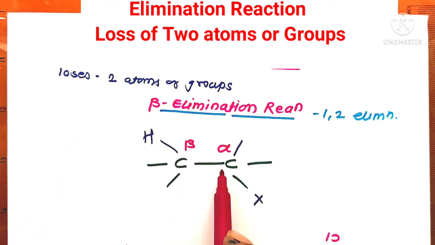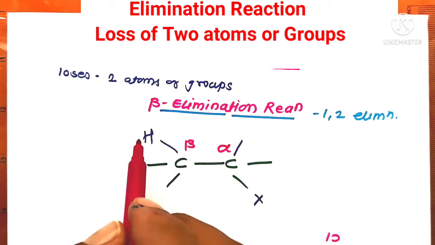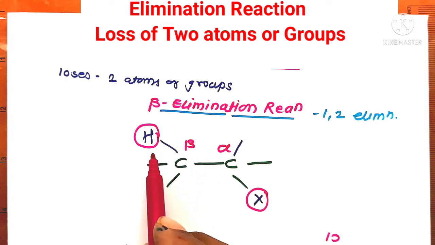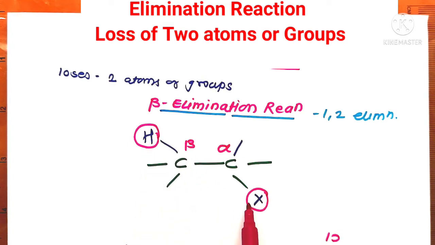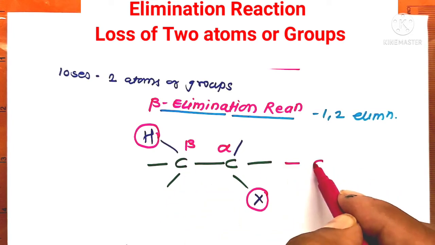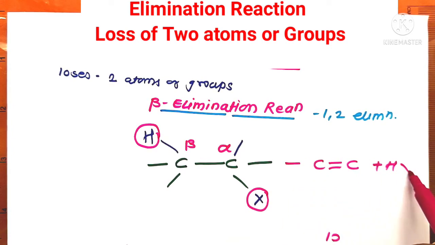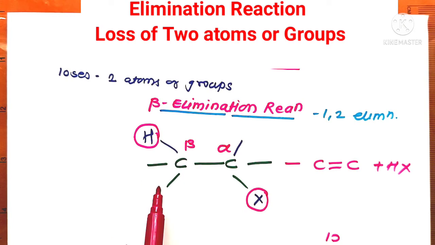With an example, these are the alpha and beta carbon atoms, and they contain hydrogen atoms and a halogen. This is a dehydrohalogenation reaction, that means elimination of hydrogen as well as halogen atoms from the adjacent carbon atoms to form a carbon-carbon double bond, that is, formation of a multiple bonded molecule with the elimination of HX. This is the general mechanism of elimination reactions.